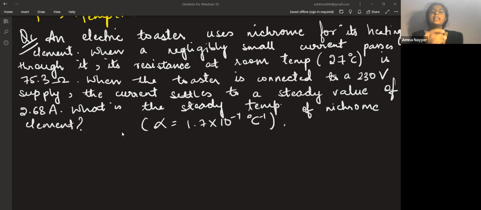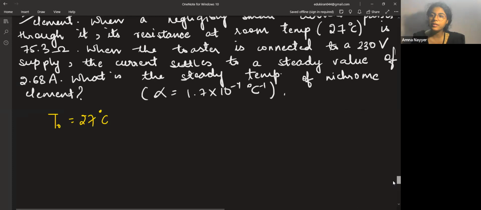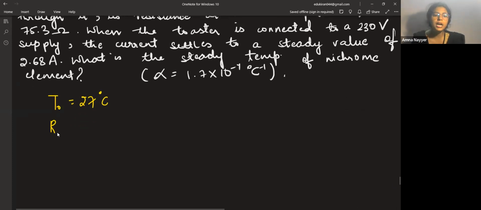See, this question says that an electric toaster uses nichrome for its heating element. Now, when a negligibly small current passes through it, its resistance at room temperature, which is specified to you as 27 degrees Celsius, is 75.3 ohms. Now, when the toaster is connected to a 230 volt supply, the current settles to a steady value of 2.68 amperes. So T naught is given to you as 27 degrees Celsius. And the resistance at room temperature, R naught, is given as 75.3 ohms.